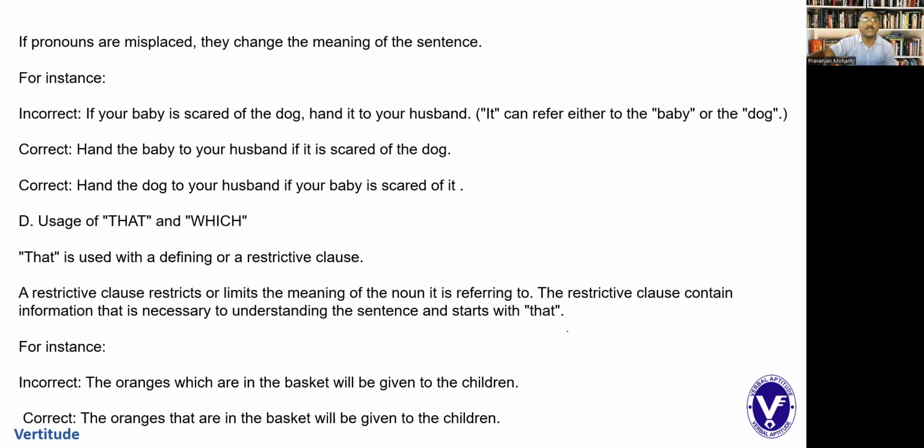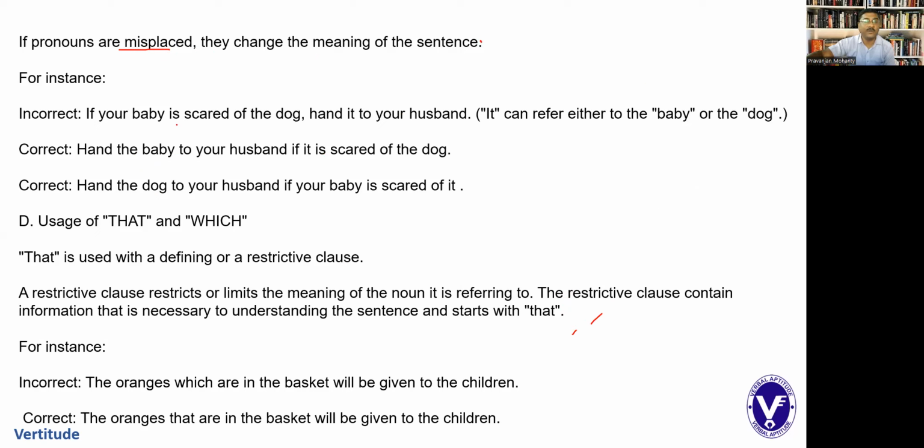If pronouns are misplaced, they change the meaning of the sentence. I have uploaded a video on modifier error. So उस modifier error में इस बारे में मैं बात कर रहा हूँ और मैं exercises इस पे करवाया हूँ. Pronouns are misplaced. We call it as misplaced modifiers, which gives a wrong meaning to the sentence.